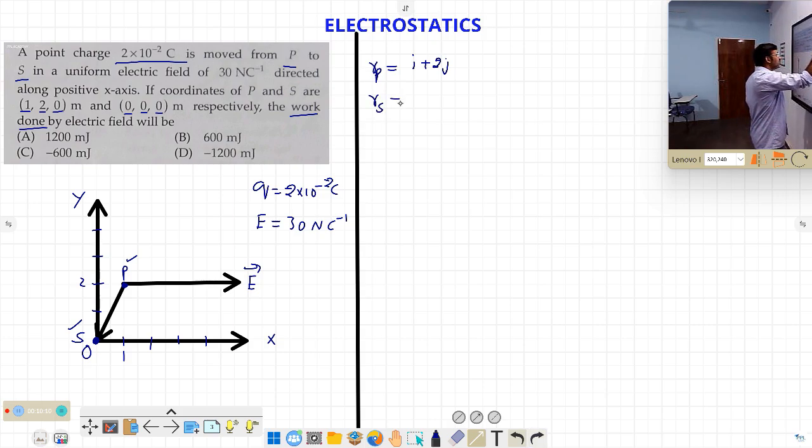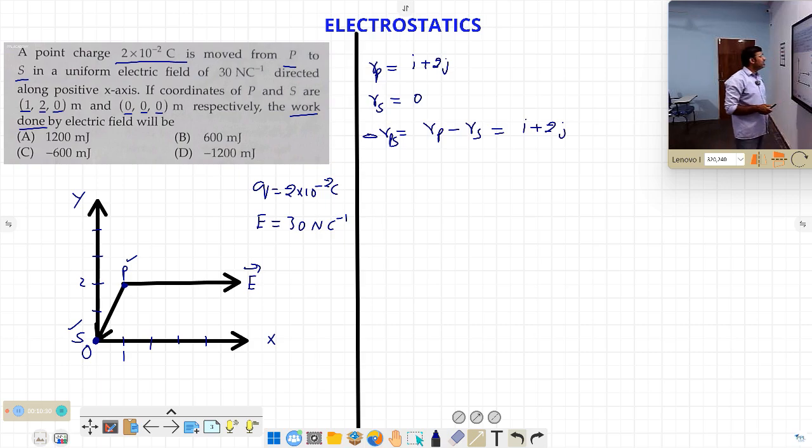Next, rS. The S point is located at the origin. Origin means the position is 0. So in this case, the change in position, delta r, is rP minus rS. P with respect to S is i plus 2j here. This is the change in position of the charge.